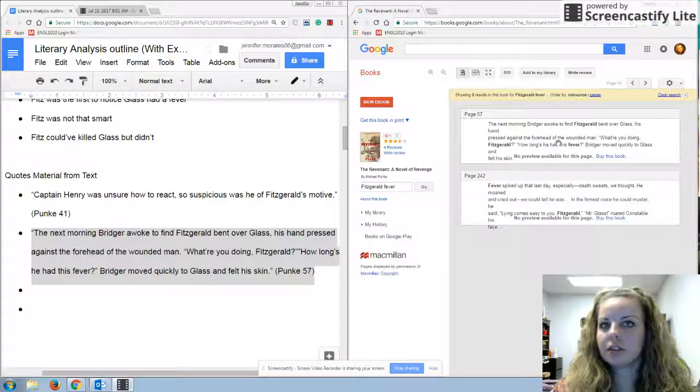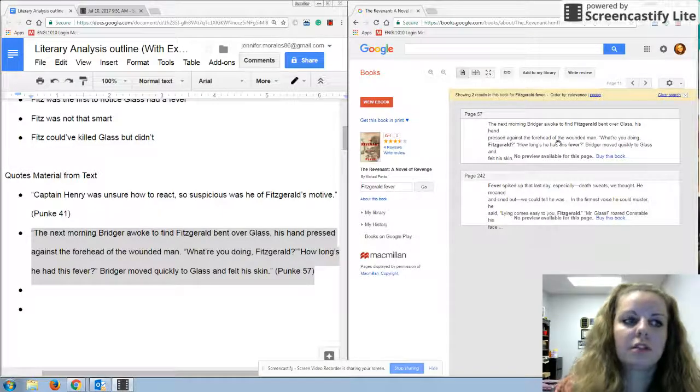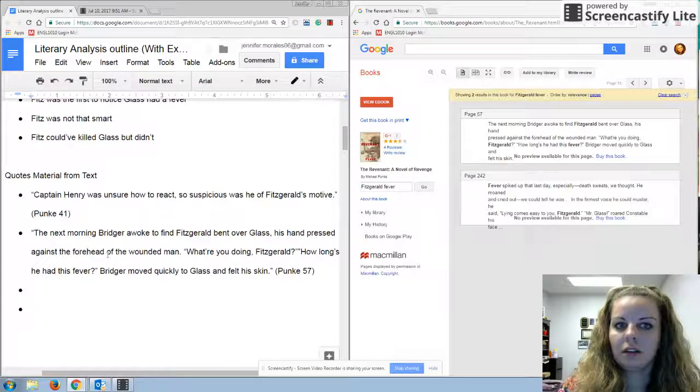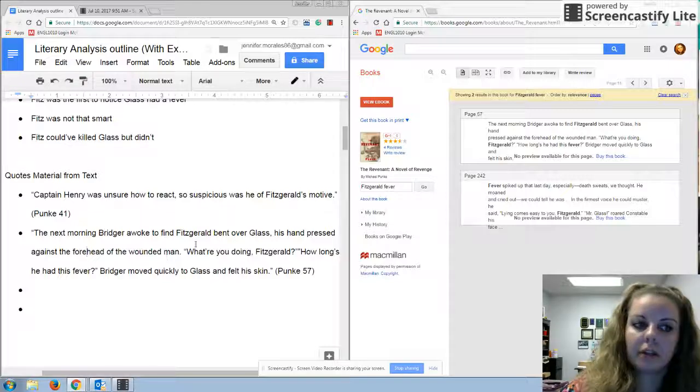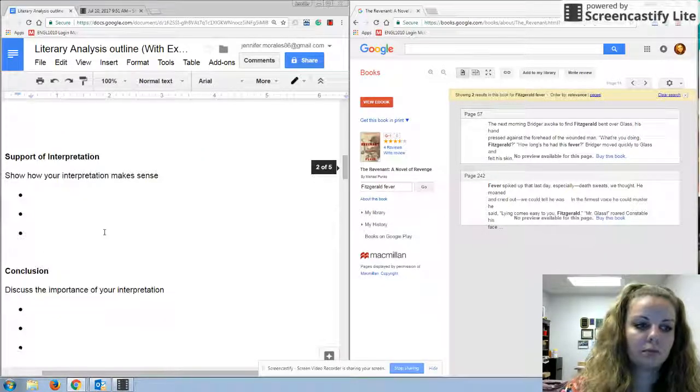So for Bridger to ask, "What are you doing?" in the context of seeing him bent over the wounded man, makes a big difference. So you can actually use the same quote in two different parts. You could explain how Fitz was the first one to notice it, but maybe he was doing something to kill Glass. And he was trying to play it off like, oh, he got a fever. I was just checking on him. You can take this quote and use it two different ways if you prefer.